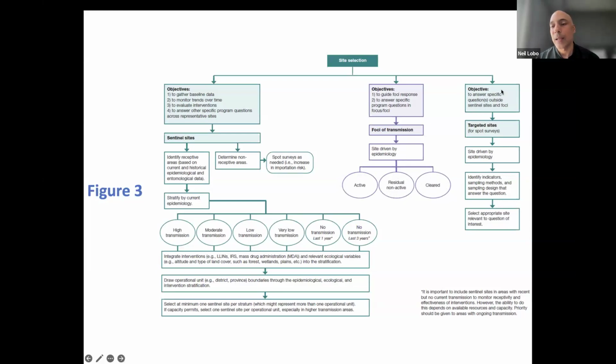And of course, the last group is to answer specific questions that are outside Sentinel sites and foci. You'd look at spot surveys in targeted sites. These may be driven by epidemiology. You can answer multiple questions, very random things sometimes, based on that. So you can reference this figure 3 in the ESPT.